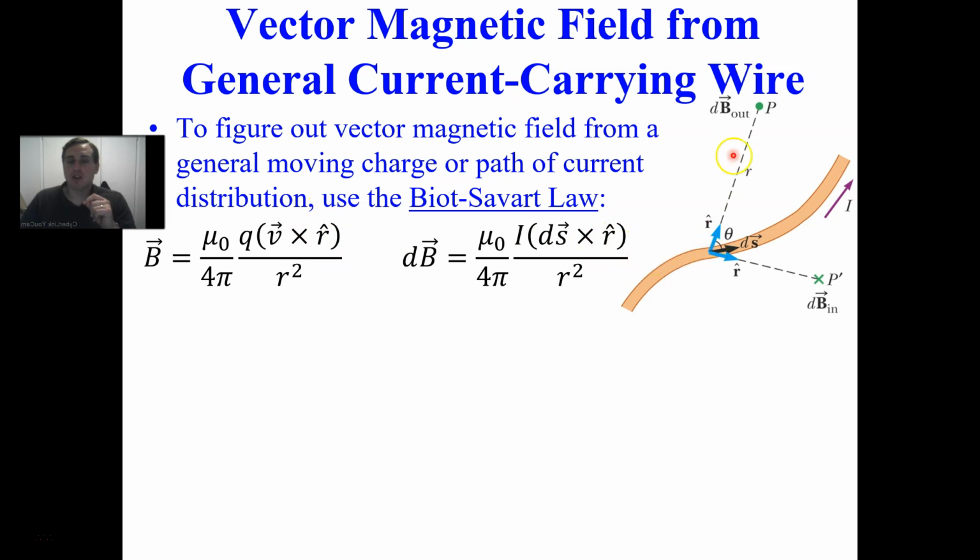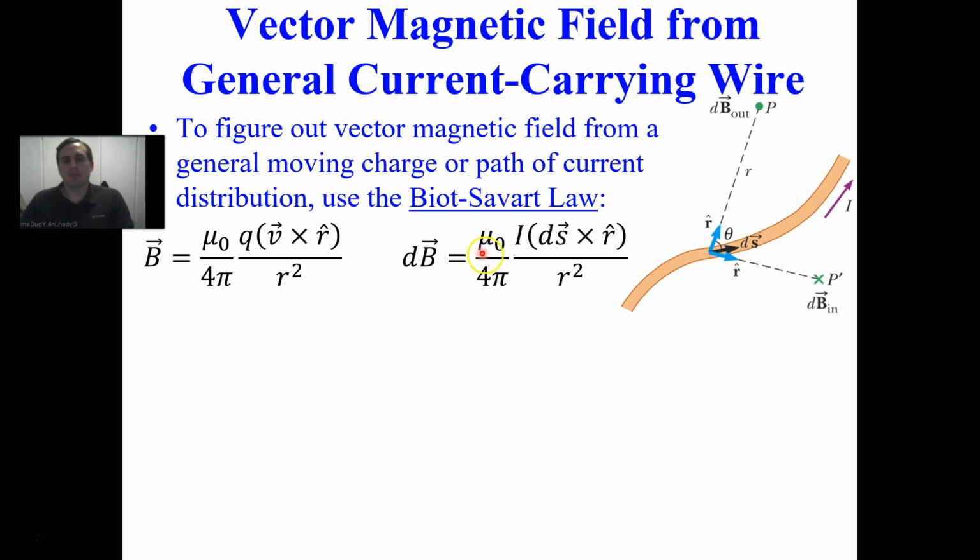So identify the direction to the point of interest. V vector is the vector direction of the moving charge. ds vector is the small differential element of wire that's moving in a certain direction. And look at this 1 over r squared dependence. That is to say, magnetic field follows the inverse square law. Just like the gravitational force does, which is a field, just like the electric force does, which is also a field, the magnetic force does.